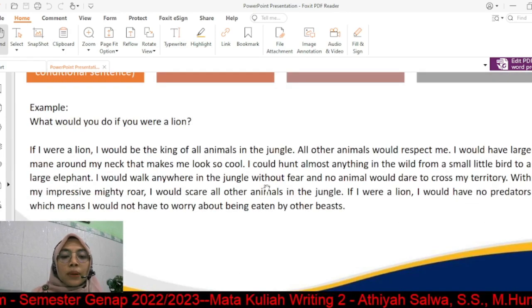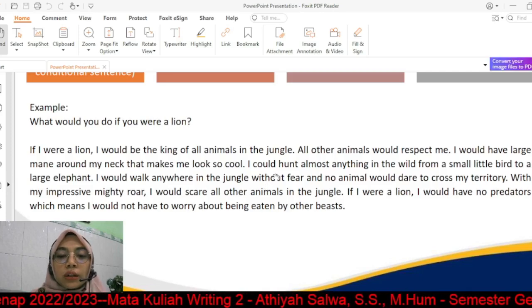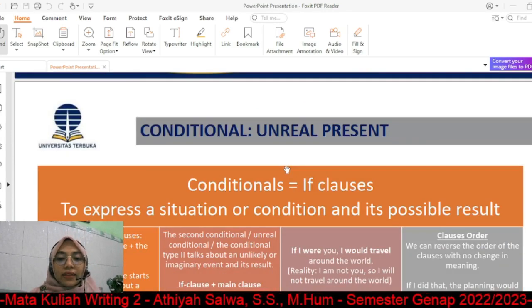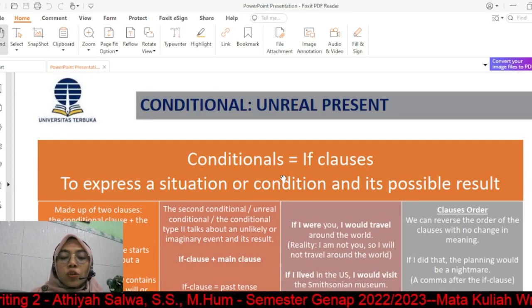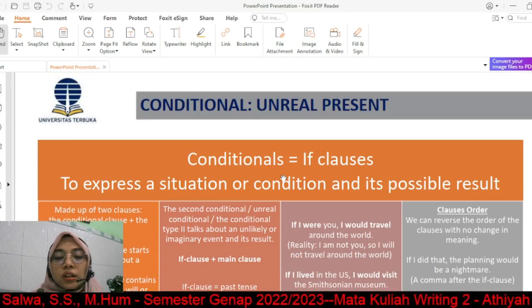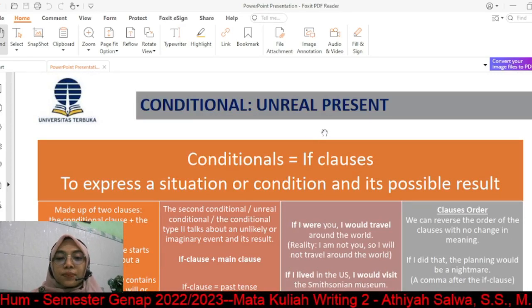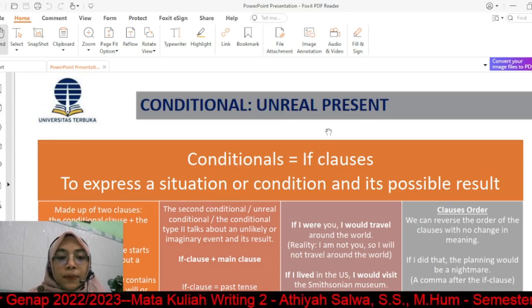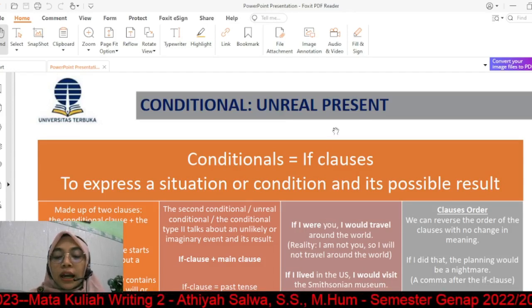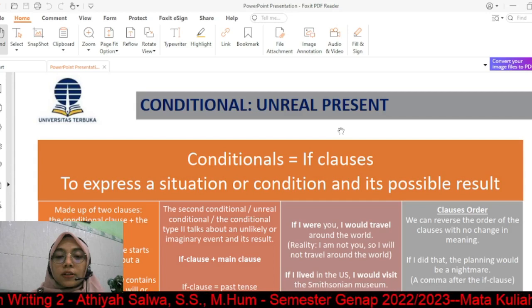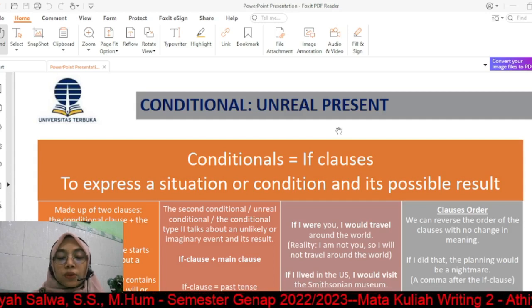This is the example of the imaginary story you can read by yourself. And then, this slide also explains about conditional in unreal present. Actually, there are three kinds of if clauses. Type 1, Type 2, and Type 3.